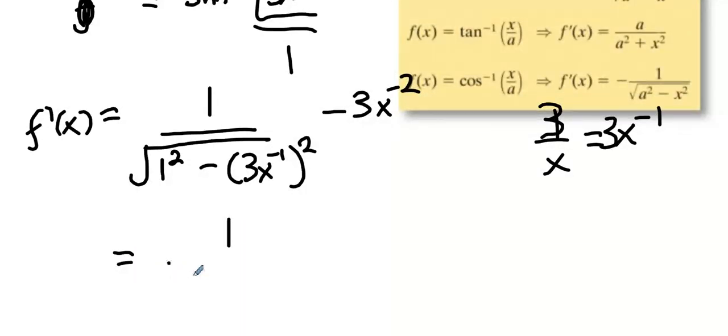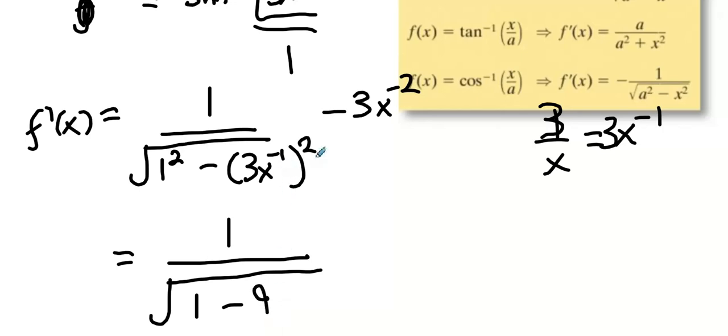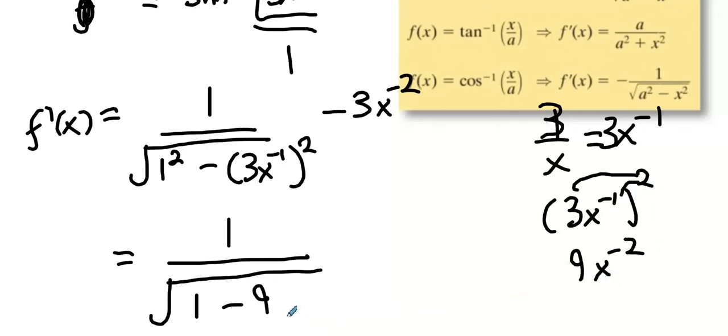Okay, what do we have here now? 1 over the square root of 1 minus. What's 3 times 3? What's x minus 1 squared? The 2 works with 3 to turn into 9, and the 2 works from that to turn into x minus 2. 9 is 3 times 3. 3 squared is 9. And then we have the minus over here. Now, you can leave it like that.